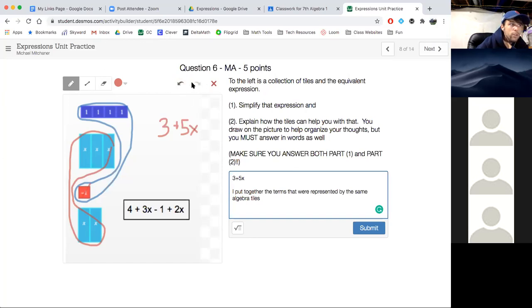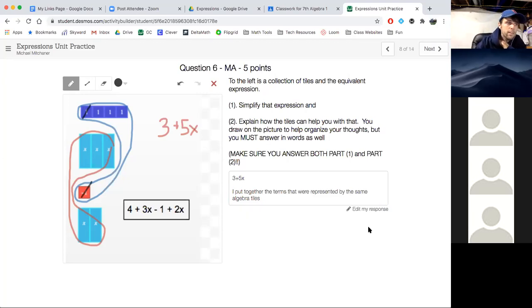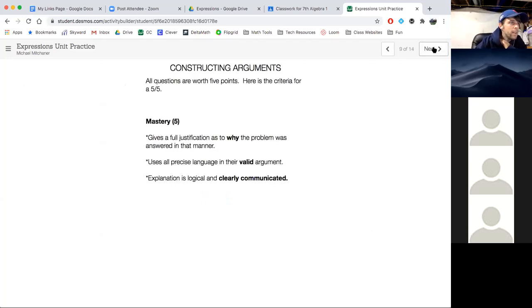If you want to undo your last drawing, you can click this undo button. You could talk about zero pairs, right? We had a negative and a positive that make a zero pair to cancel out. All these things can be shown by the drawing and talked about, and make sure we're using the vocabulary terms when we're doing these. When you feel good about your answer, go ahead and submit it. Move on to the next one.